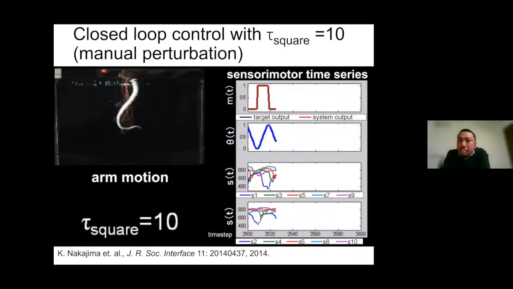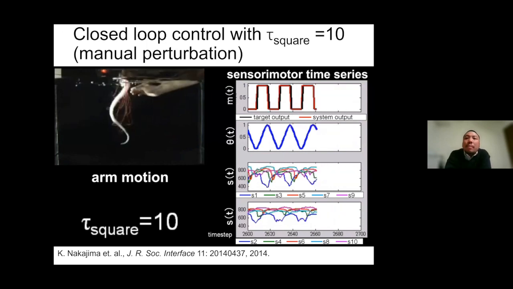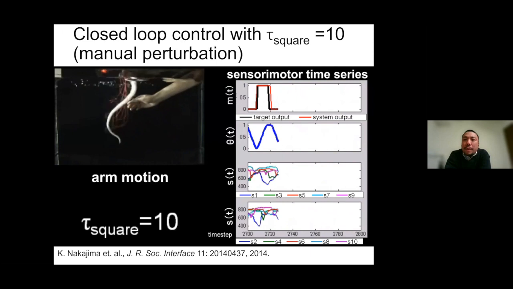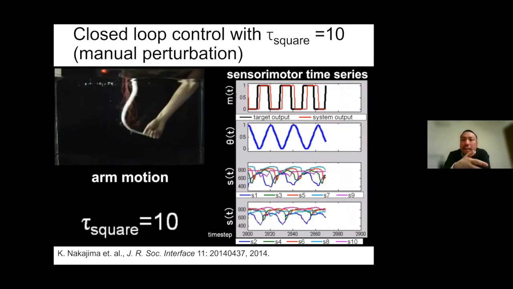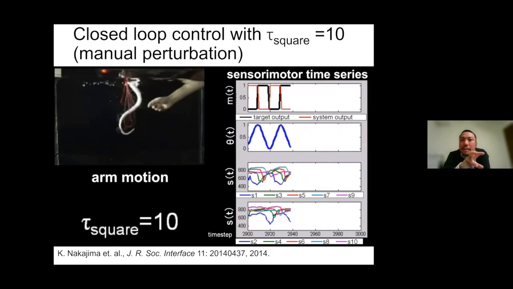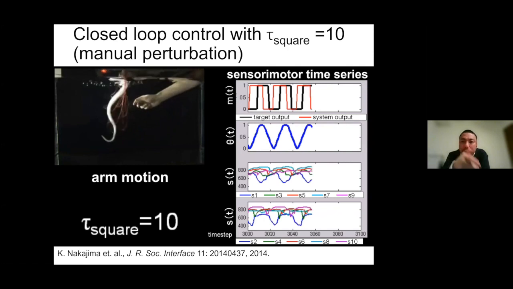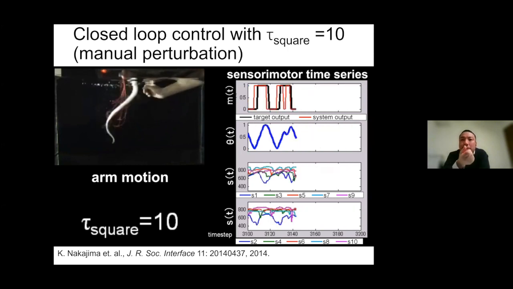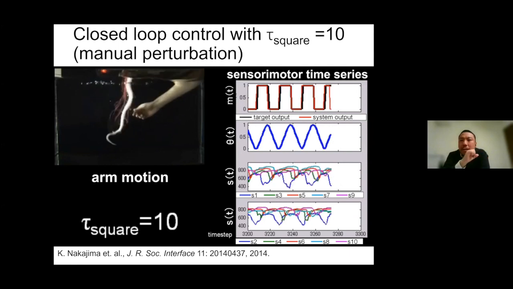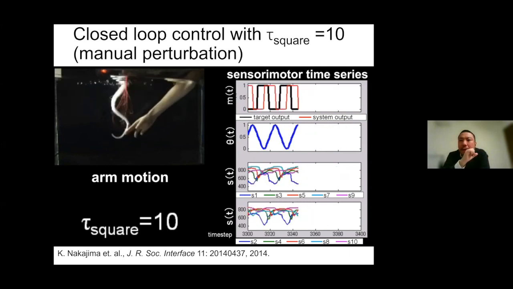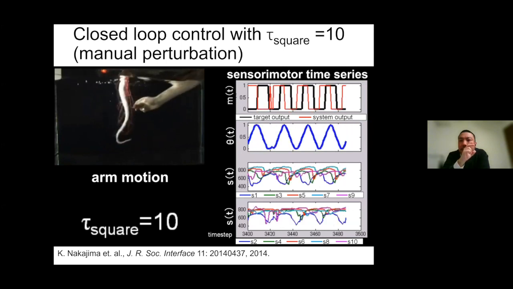So we could implement this closed loop control directly to this body. And we provided some manual perturbation. Because this arm part is acting like a brain right now, when you perturb, the output is directly perturbed, of course. But if you stop perturbation, then you can check that it goes back to the original trajectory.